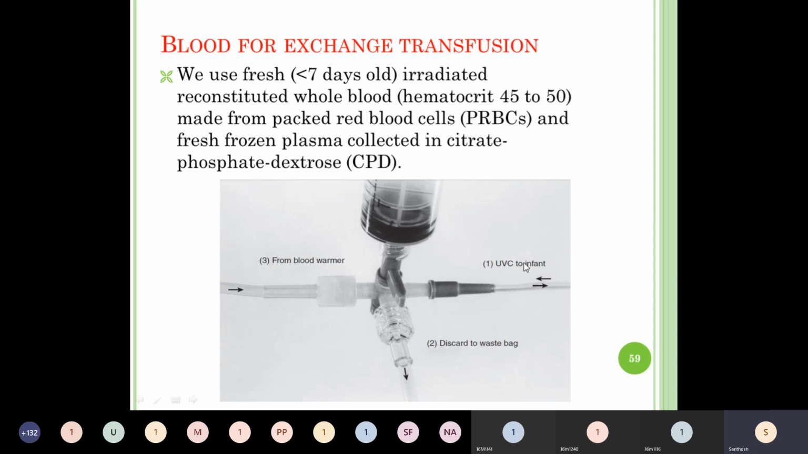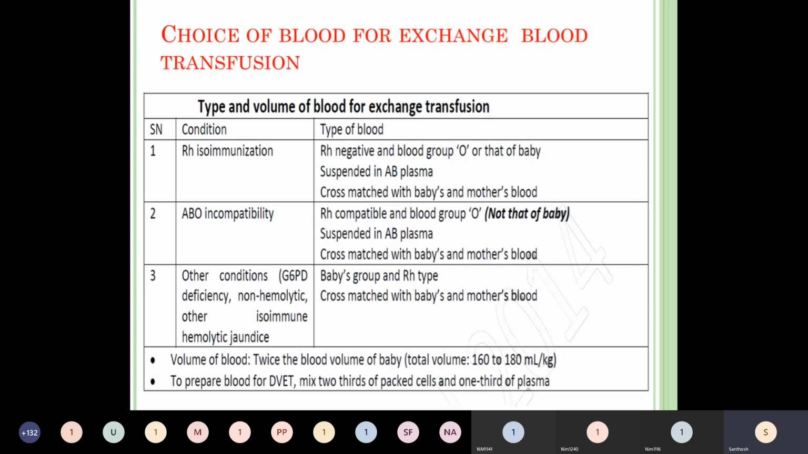Then in the same thing you pull out some 5 to 10 ml of blood and then discard it into the waste bin. So this is the method where you do exchange transfusion. Usually the RBCs used for exchange should be less than 7-day old blood. So what type of blood do you want?